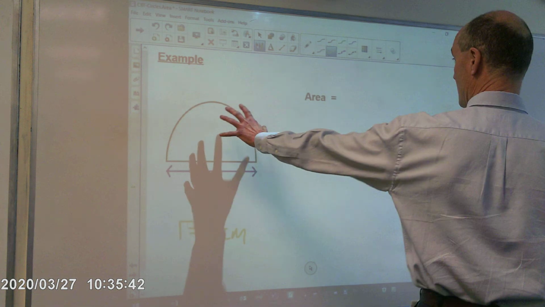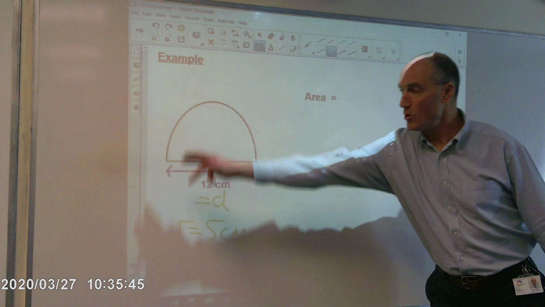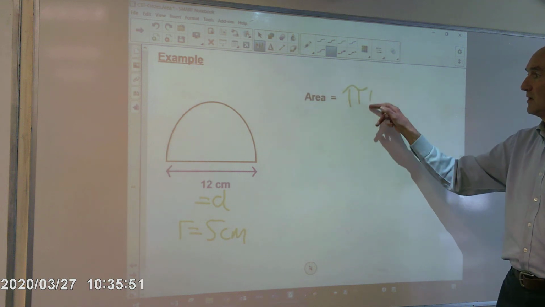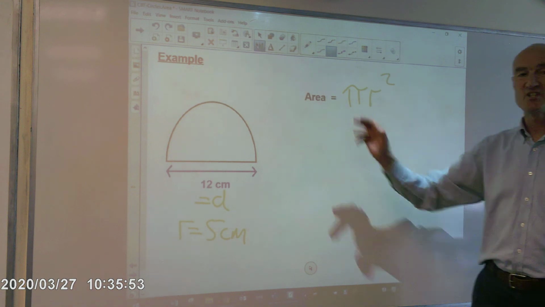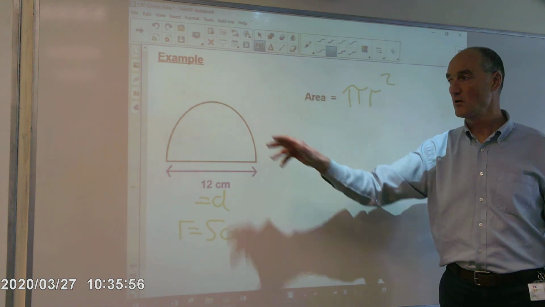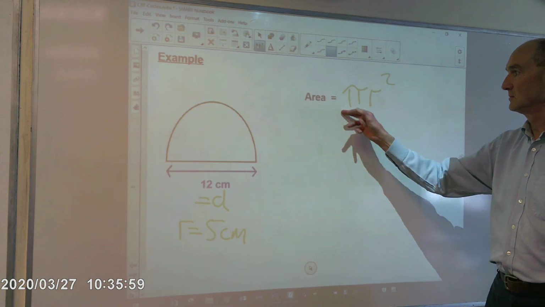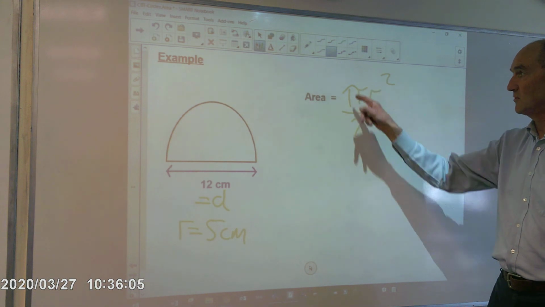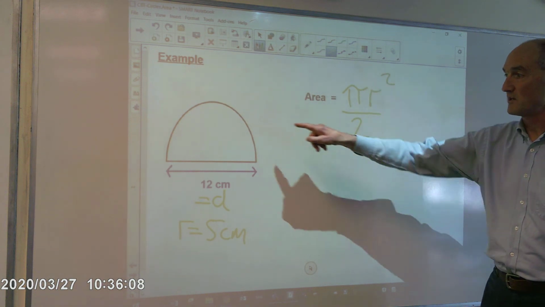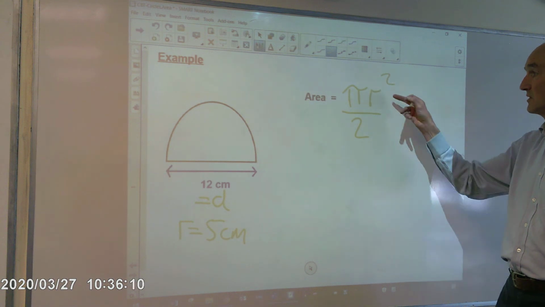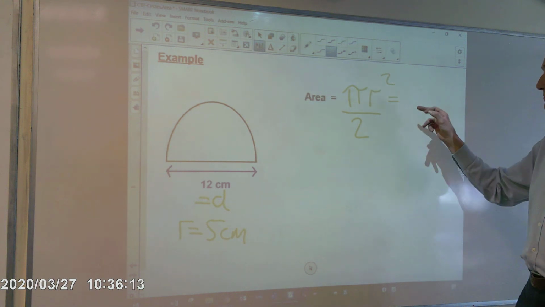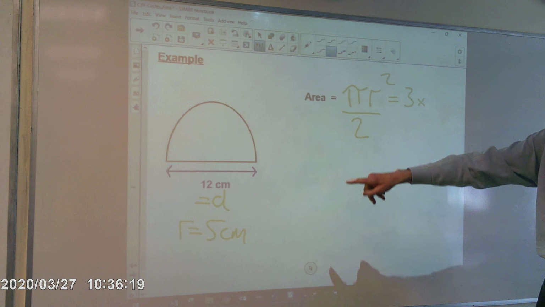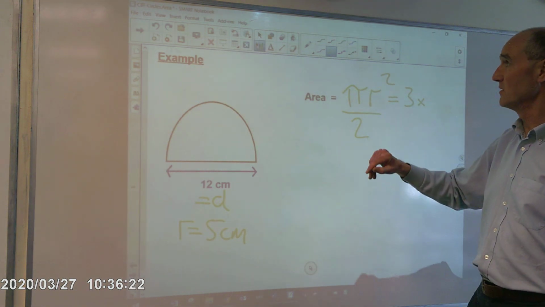So if I'm calculating the area of that shape, the area of the whole circle would be pi r squared. This is a half circle. All we do is that. That would be the area of the whole circle. Because that's a half circle, we just divide that by 2. So in this particular example, pi is 3, r squared, and we said, oh, I've made a mistake there, haven't I?